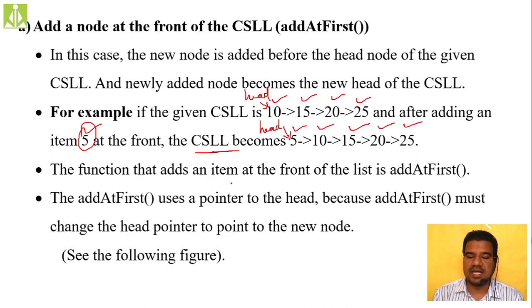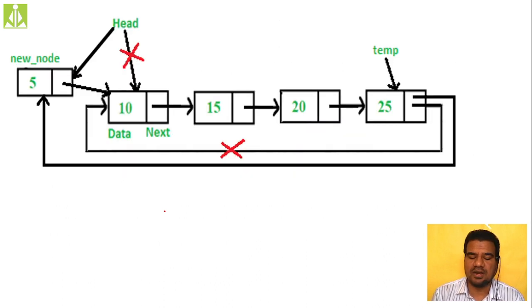The function that adds an item at the front of the circular singly linked list is nothing but your add at first function. This function will take the pointer reference to your head pointer and the node value to be added, and it will add that new node at the front of the circular singly linked list. What type of link modifications we have to do before and after adding the new node, that we have to see. You can see that in our next slide, I kept a figure over there. This figure will demonstrate.